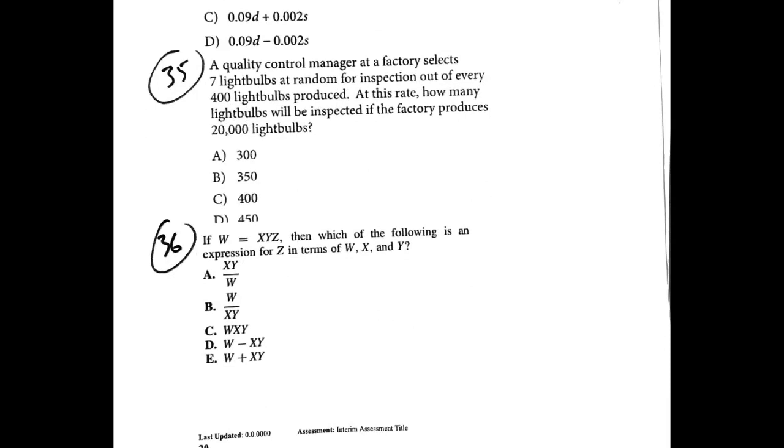36. W equals x times y times z. Then which of the following is an expression of z in terms of w, x, and y? A, xy divided by w. B, w divided by xy. C, wxy. D, w minus xy. E, w plus xy.